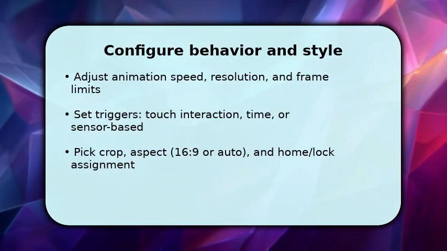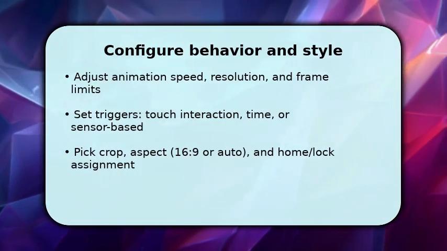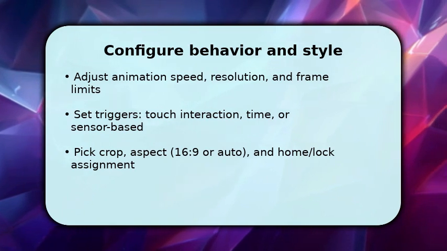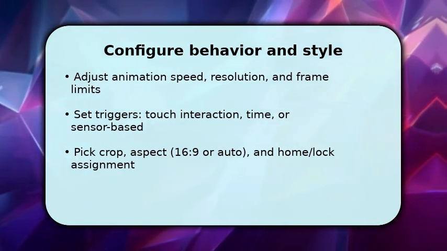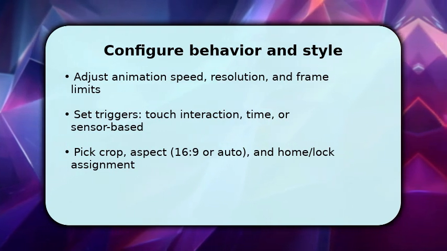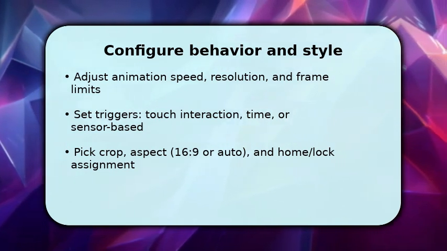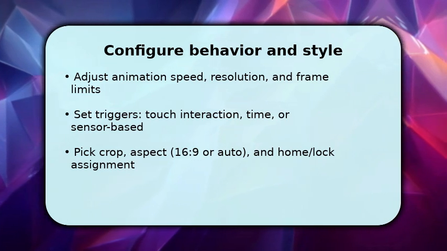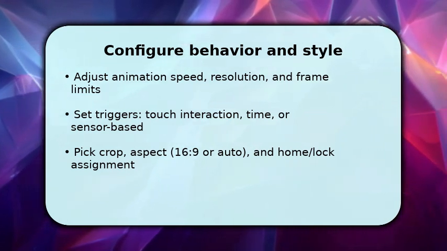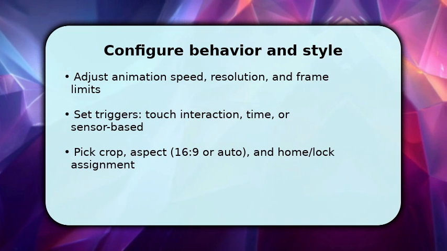Now you'll configure the wallpaper's behavior and visuals. Open the wallpaper app or picker settings and set animation speed, resolution, and frame limits so it balances smoothness with battery use. Then define triggers like touch reactions, time schedules, or motion sensors to control when effects run.